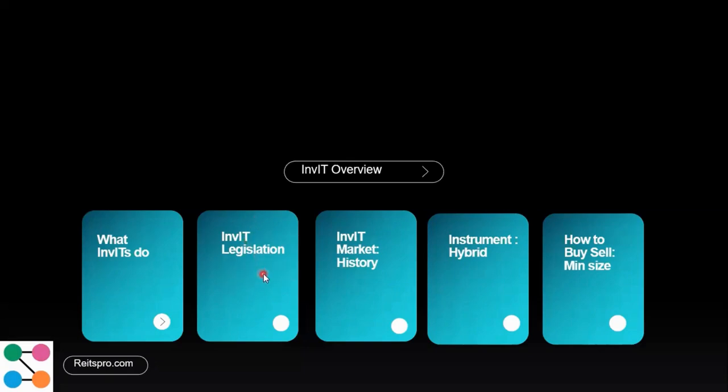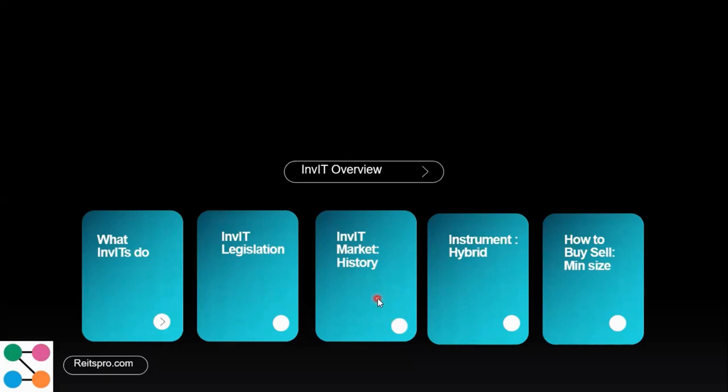Now, InvIT legislation again was in 2014, same as REIT legislation, but over the period of 5-7 years they have had subsequent changes, and amendments have also come in. And there are marked differences today, like in case of InvITs, the capping of debt is 70% of the AUM or assets under management, and for REITs the capping is 50%.